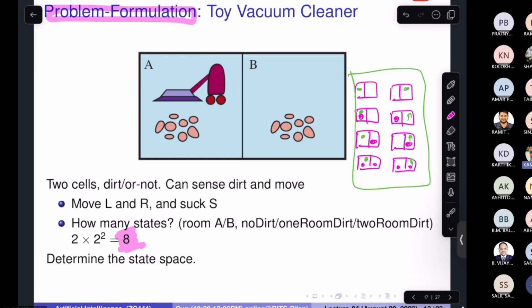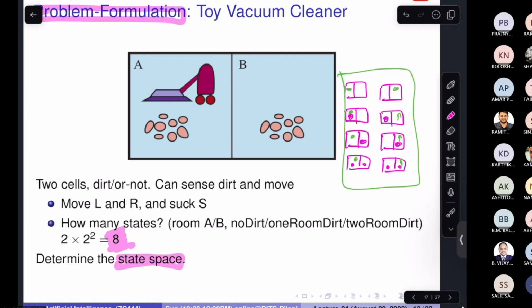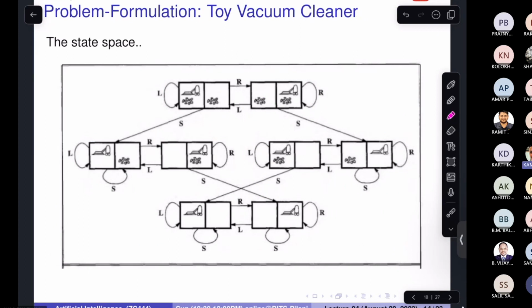Okay. So let me determine the state space. What do I mean by state space? That is what happens in totality. Let's assume that this is one state. It can go left, it can go right, it can suck. These are three operations. If we take left, he strikes the wall and stays in the same room. Take right, he goes into this other room. Take right again, same room. Take left, come here. If he applies the suck operation, then this room is cleaned.